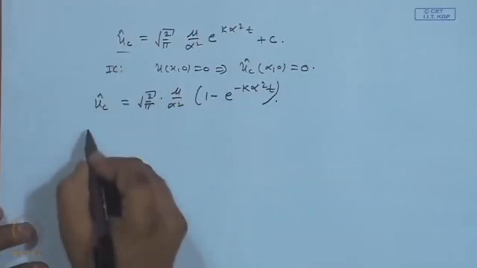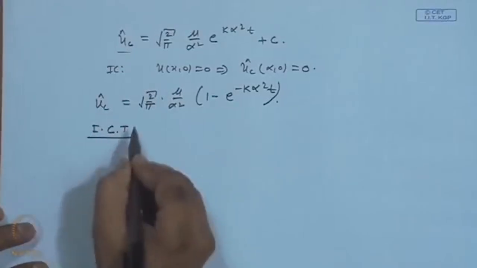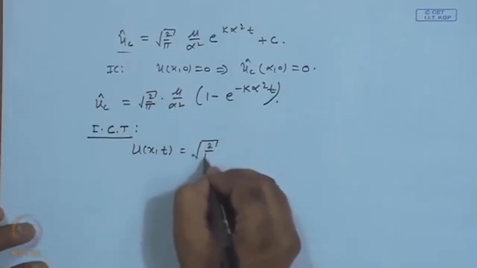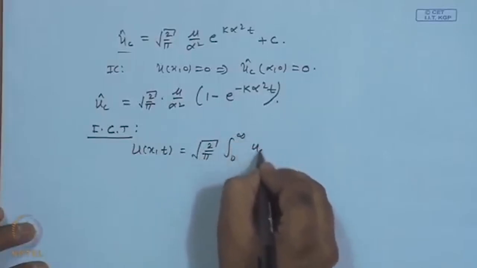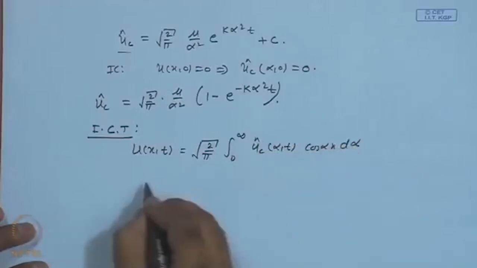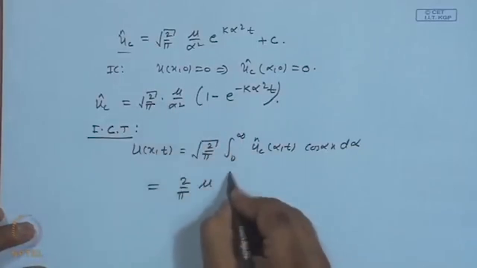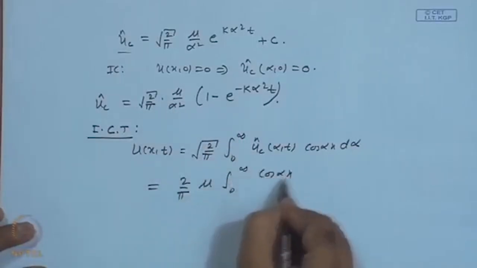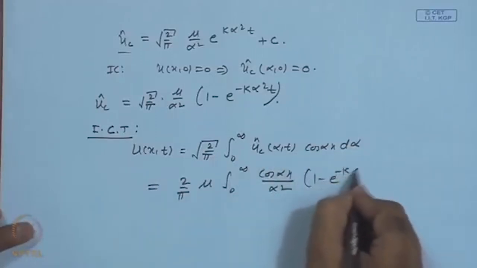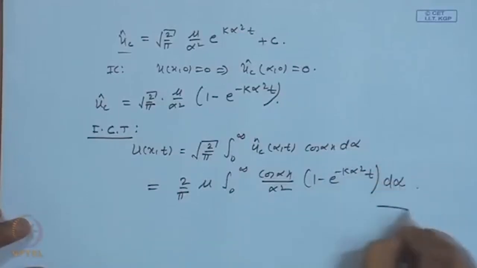And now, taking the inverse cosine transform to get the answer u(x,t), that is √(2/π) ∫ from 0 to infinity of u_c hat(α,t) cos αx dα. So, we substitute here. We get √(2/π) μ ∫ from 0 to infinity of cos αx over α², and we have this (1 − e^{−kα²t}) dα.